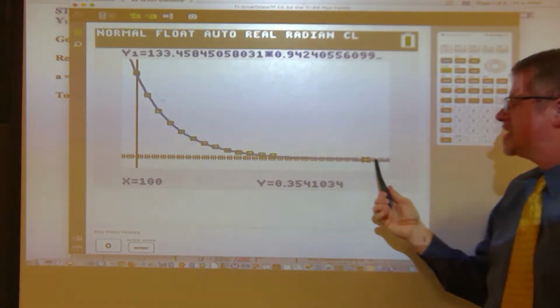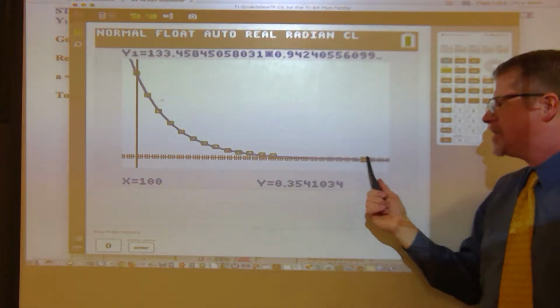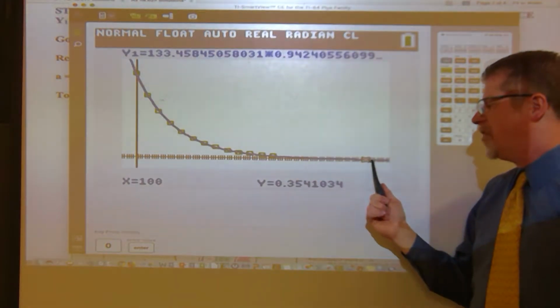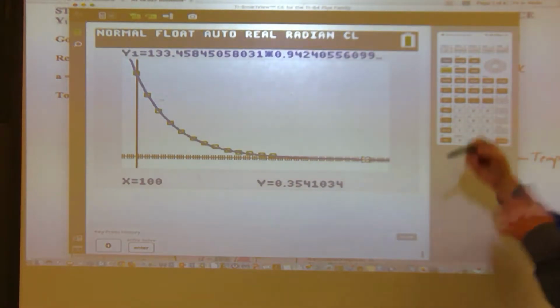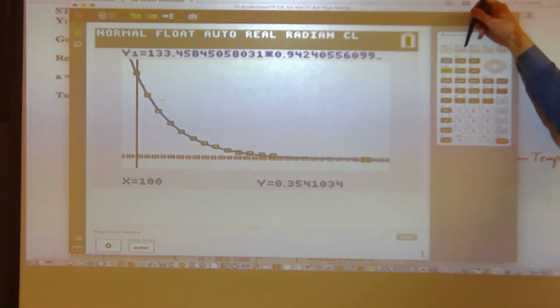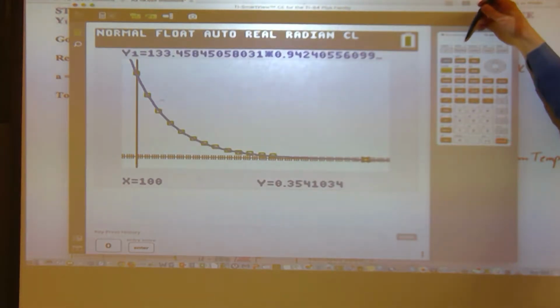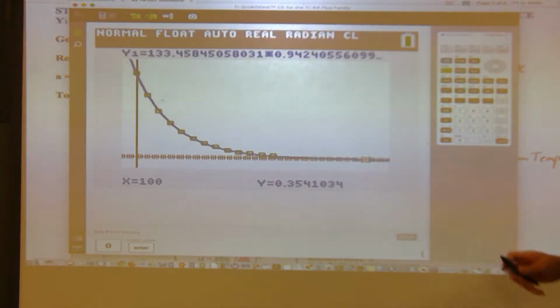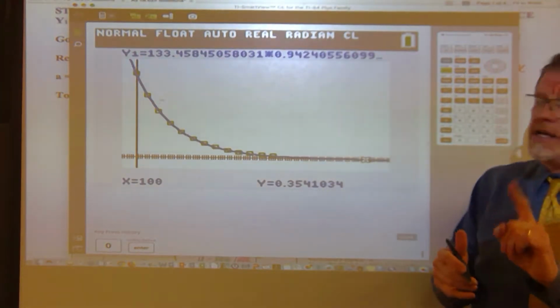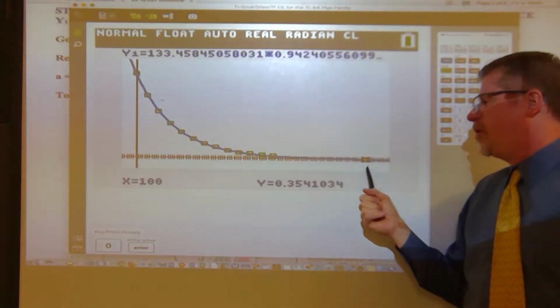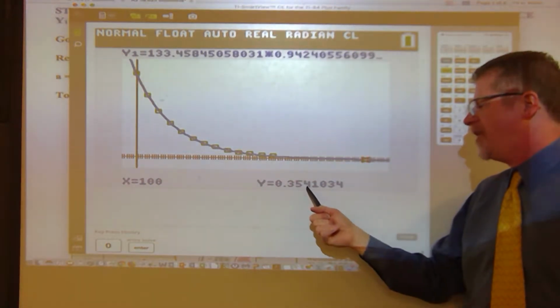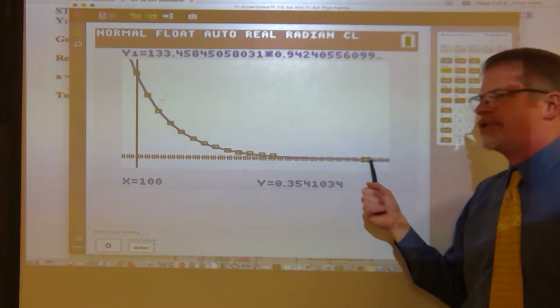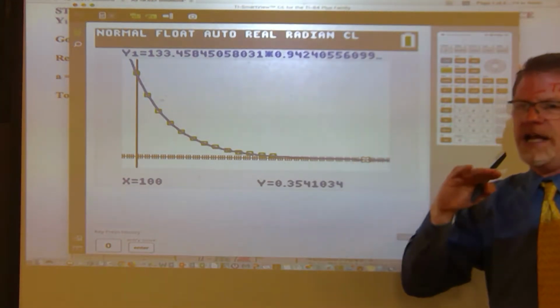So now you can see that according to this model, the height of golf ball 100 is 0.35. It'll say error if you did not go to the viewing window and change X max to 110. So if you got an error there, then you just forgot to go to window and change X max to 110. That's one way to find the height of golf ball 100. It's only 0.35 degrees Fahrenheit above room temperature after 100 minutes. Makes sense. It's cooling down.